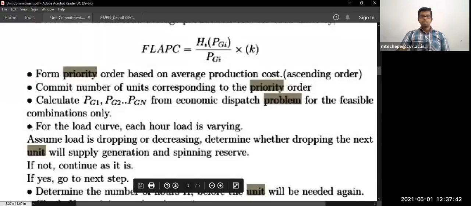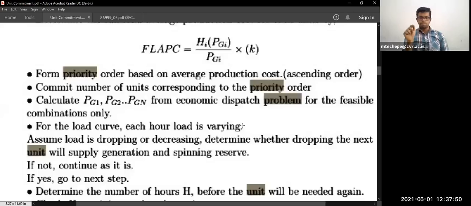Next step, for the load curve, assume each hour the load is varying. For the load curve we have seen, assume that in each hour the load is varying, not constant. Each hour the load is varying, like that we have to assume.